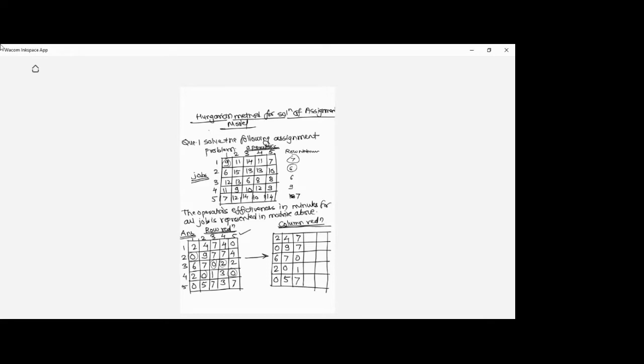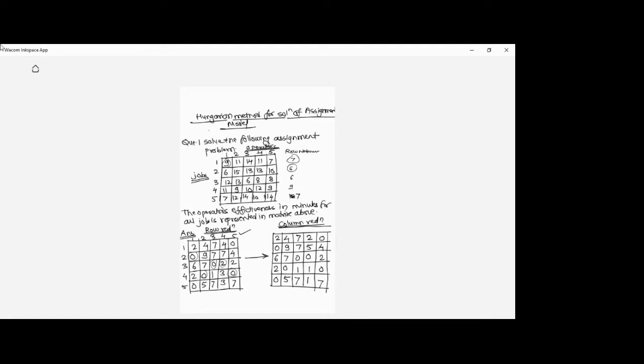Now here we'll have some different values. 4 minus 2 is 2, 7 minus 2 is 5, right? 2 minus 2 is 0, 3 minus 2 is 1, 3 minus 2 is 1, right? Next, we will have the same values: 0, 4, 2, 0 and 7, right? So this was the column reduction.